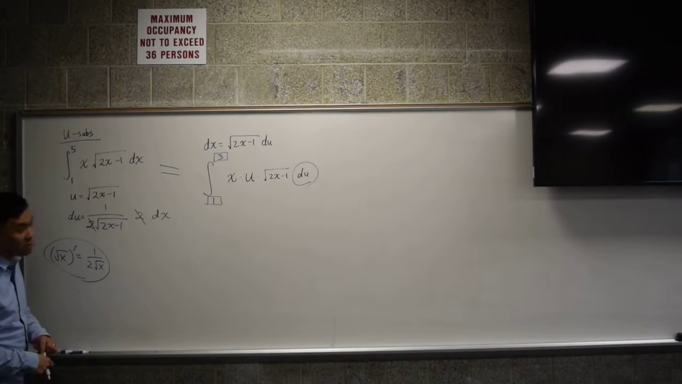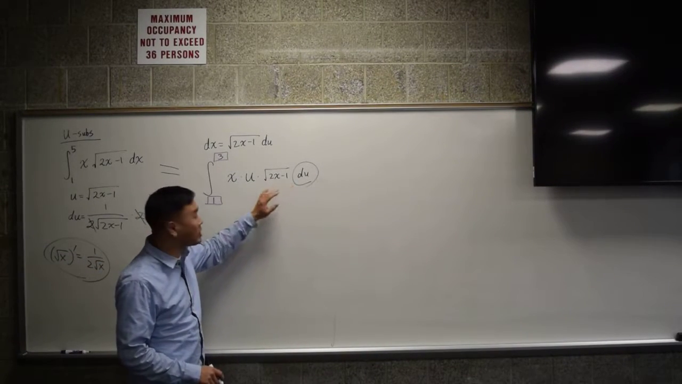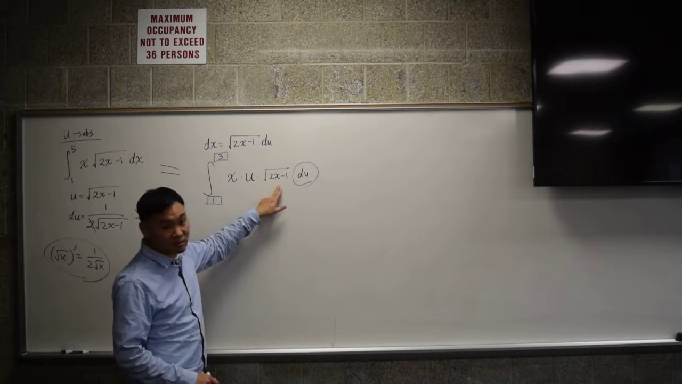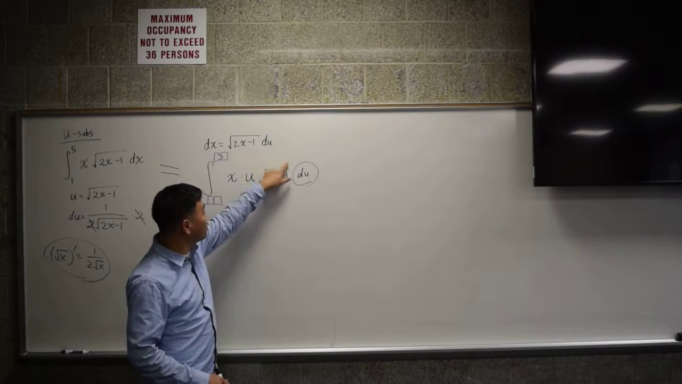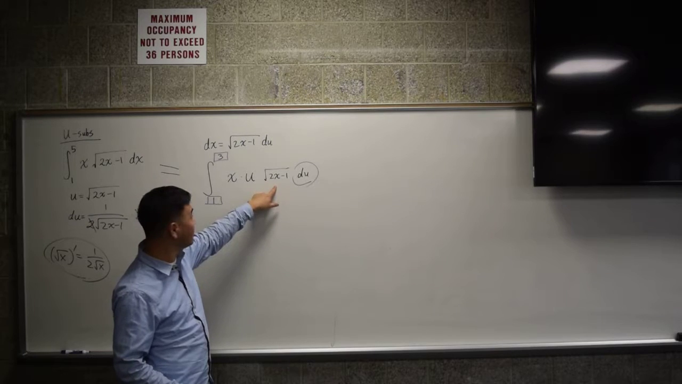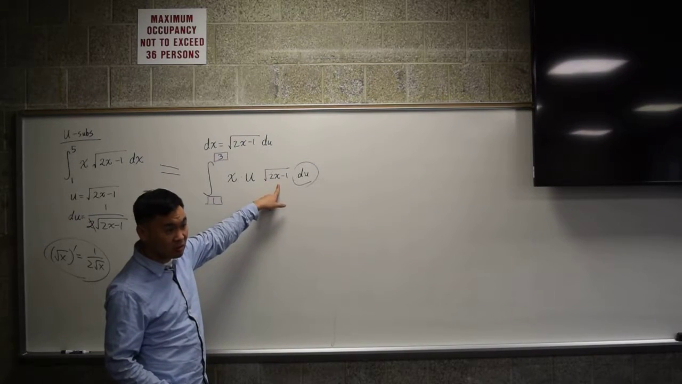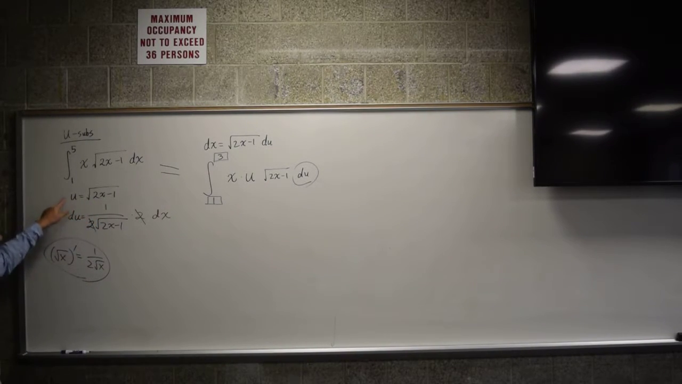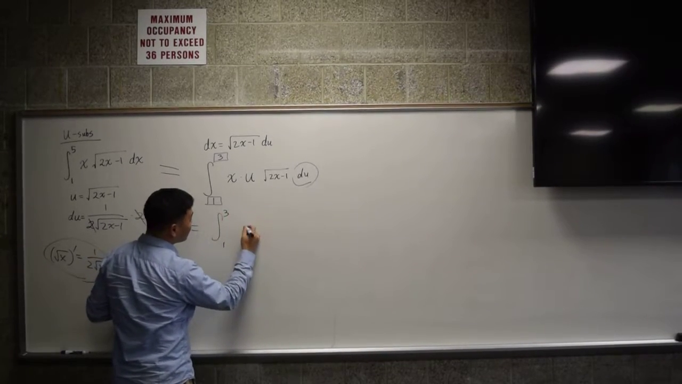Now let's think about what to do. When you're doing the u subs, you have to make sure that everything is written in terms of u. You can't proceed with the integration if you still have some x's laying around. This one I know what to do. What is the square root of 2x minus 1 in terms of u? It's just u. So that one I don't have to think too much.